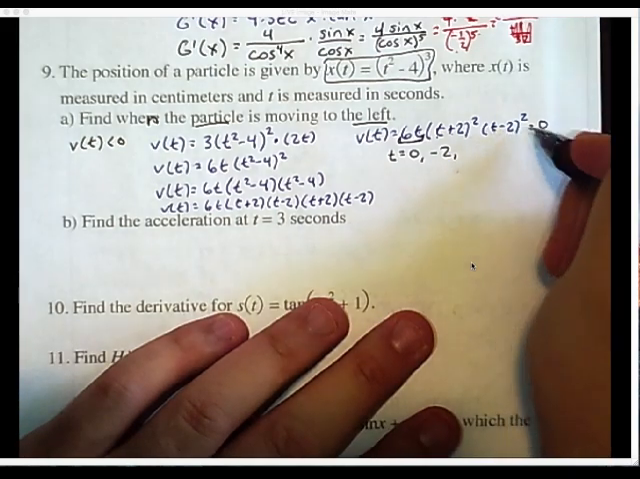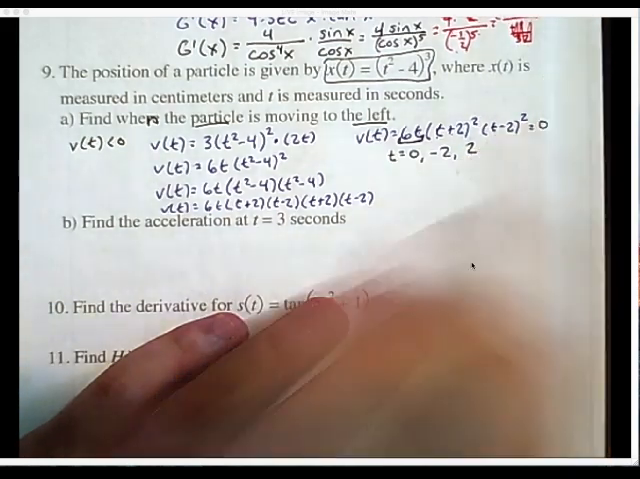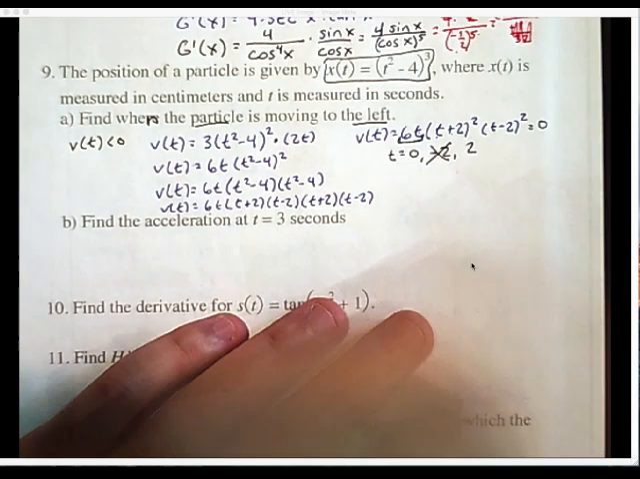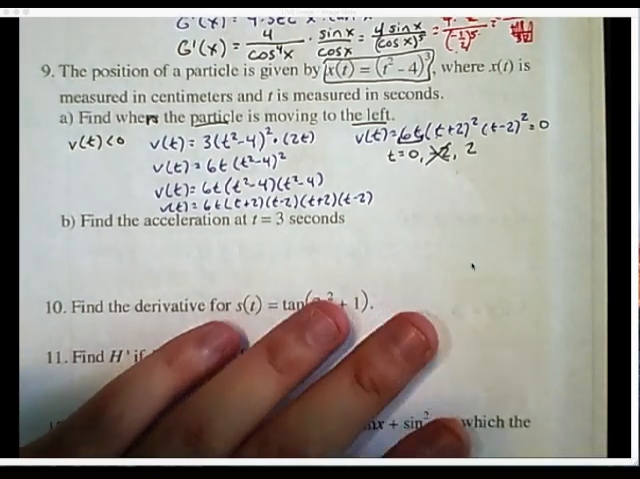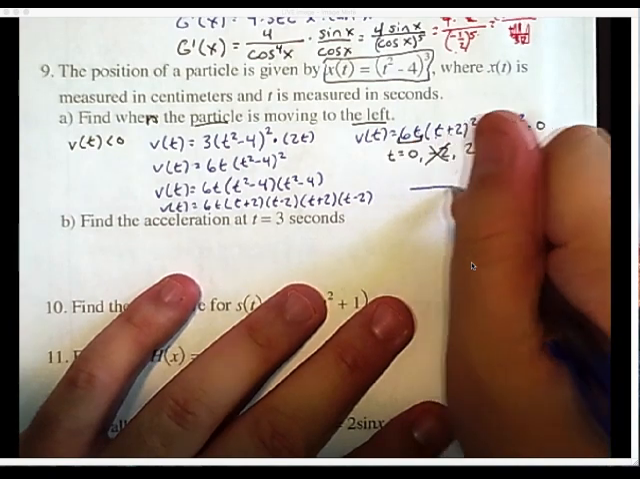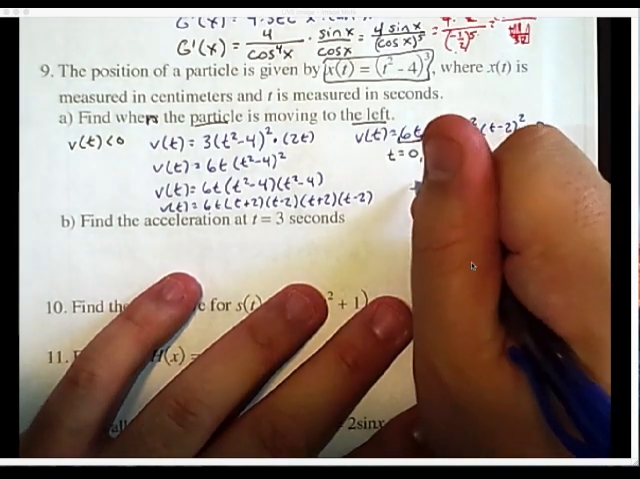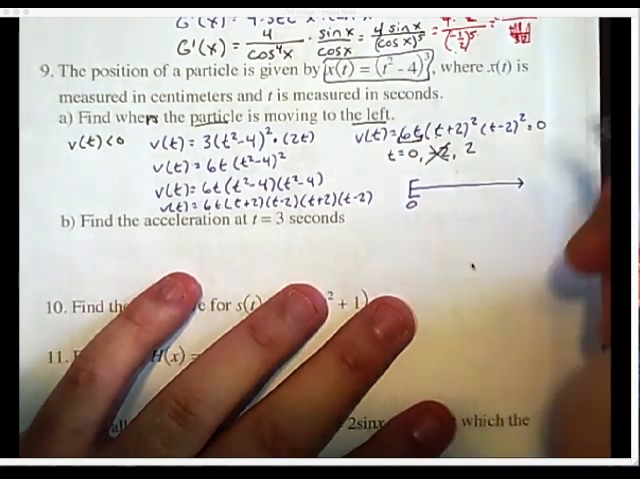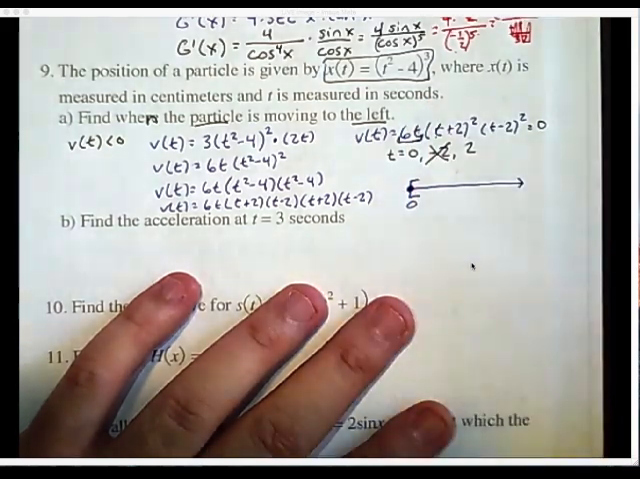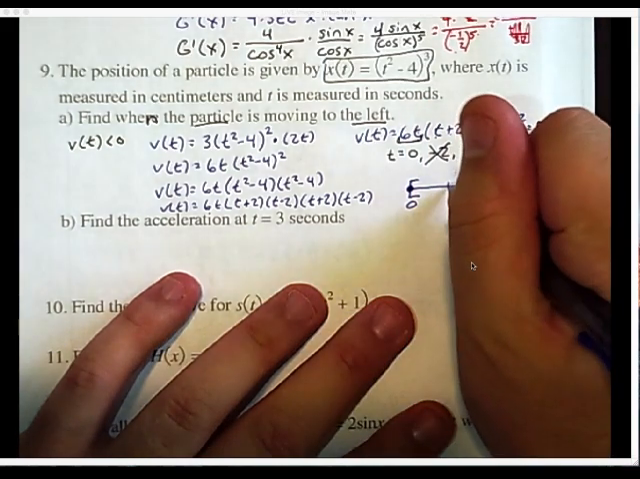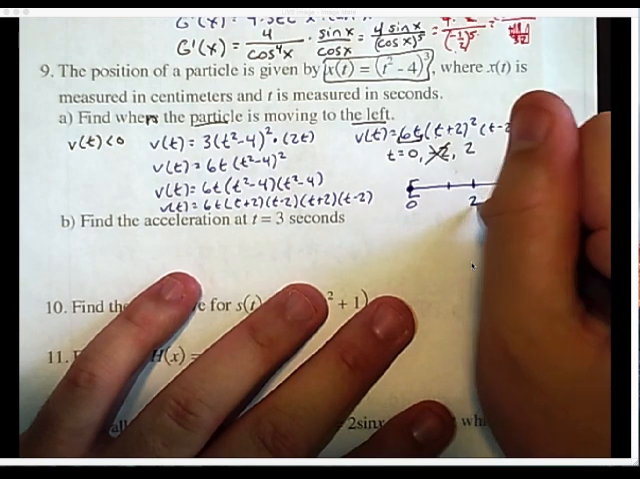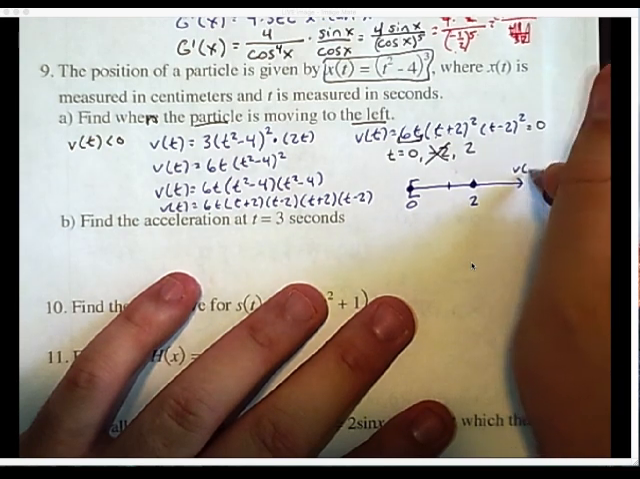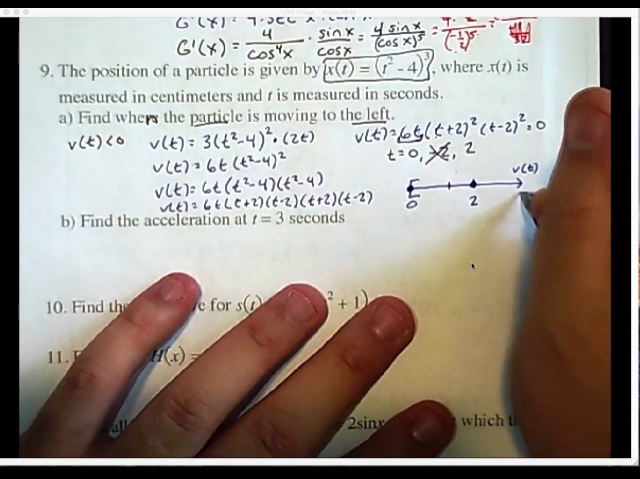What number minus 2 would give me 0? Positive 2. We're going to ignore this one. Why? Because time can't be negative. All right, so we're only really worried about positive time values and 0. So the particle stopped at 0, and the particle is stopped at 2. Let's figure out the signs of the velocity.